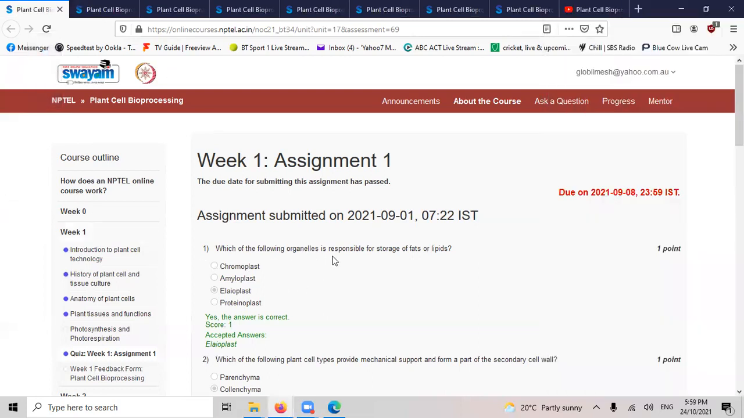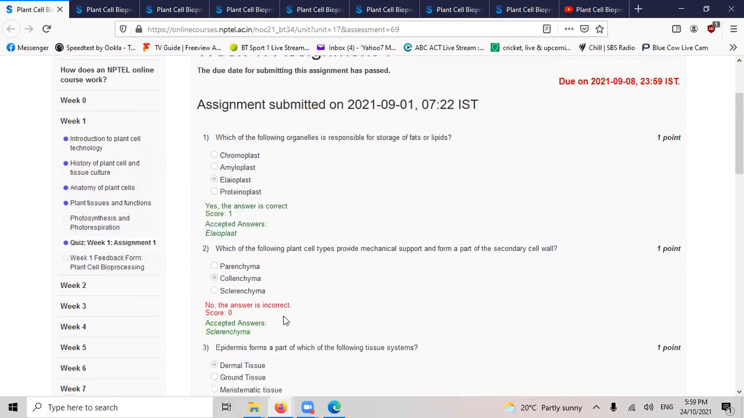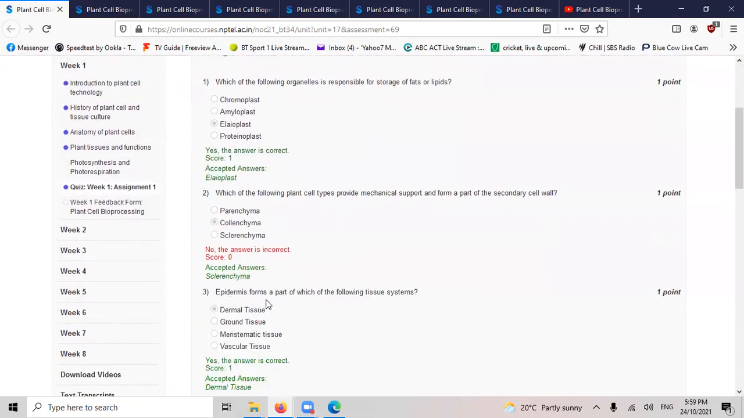Which of the following organelles is responsible for storage of fats and lipids? It's the elaioplast. Which of the following plant cells typically provide mechanical support and form part of the secondary cell wall? That's the sclerenchyma. Epidermis forms part of the tissue systems. It's the dermal tissue. It's on the edge.